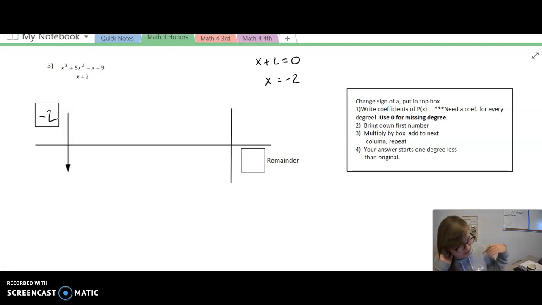So now I'm going to start writing my coefficients. So let's start with x to the third. So x to the third, we had 1, and then we go to x to the second. Well, x to the second has a coefficient of 5.